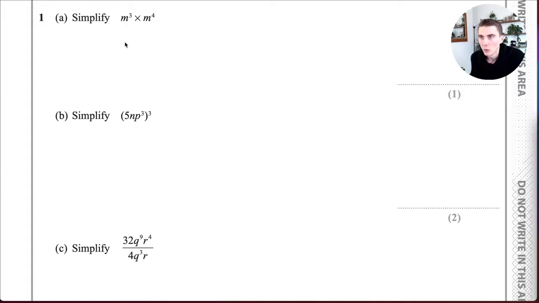So question 1 here, we've got parts A, B, and C. And these are basically testing your power rules. So testing whether you know what to do with these powers or indices. So in part A here, we have m to the power of 3 times m to the power of 4. And when you multiply things like this, that have the same base, so both have m, then you add the powers. So for this one, we would do m to the power of 3 add 4, which is m to the power of 7. And that's it, that's the answer.